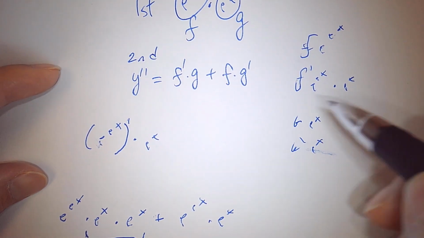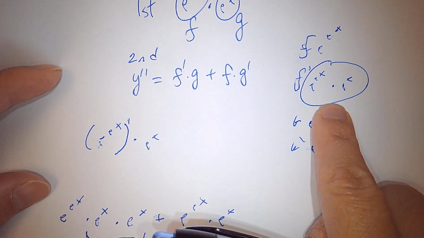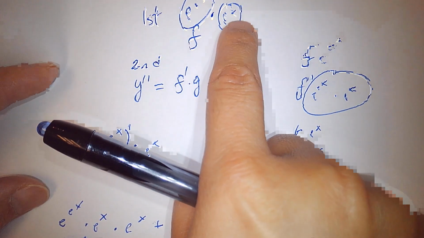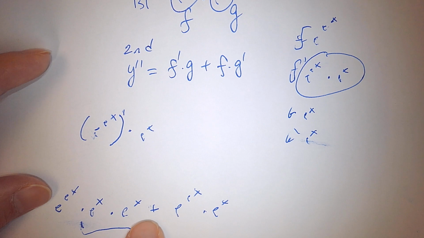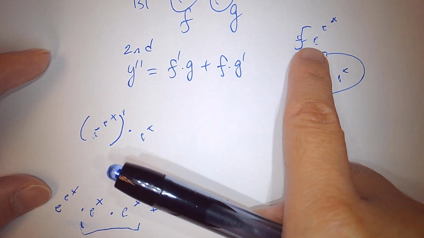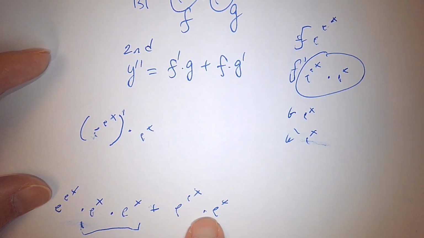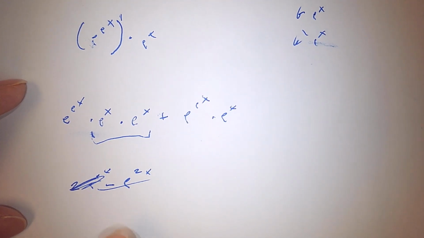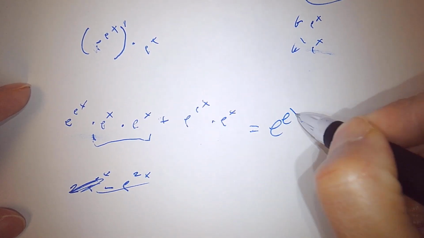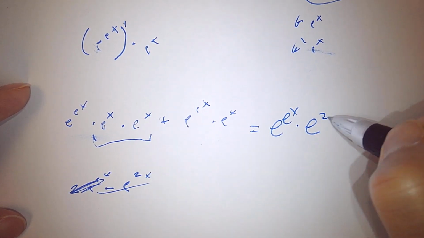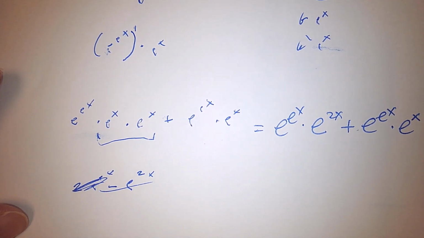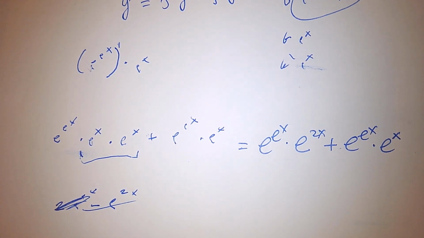This is F prime here, okay? So that's how we have e to the x times e to the x. Times g, what is g? E to the x, which is here. Plus f, what is f? E to the x. Times g prime, what is g prime? E to the x, okay? So eventually, the answer is going to be what? E to the x times e to the 2x plus e to the x times e to the x. You guys? Okay, good.